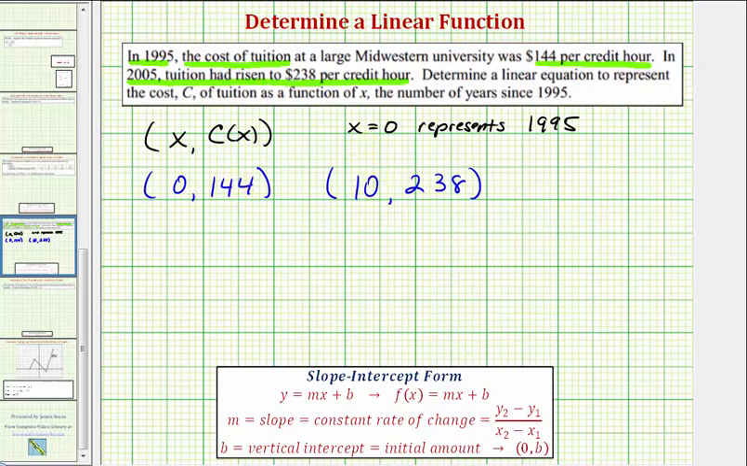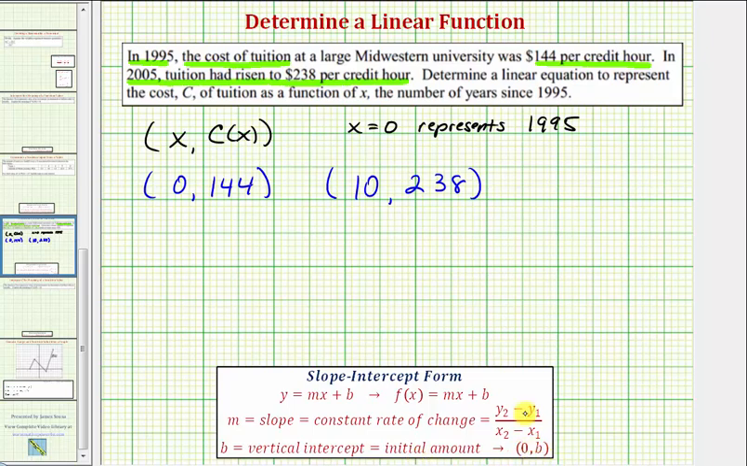Where our linear function in slope-intercept form would be in the form f of x equals mx plus b, where m is equal to the slope, which would be the constant rate of change, which is equal to the change in the outputs divided by the change in the inputs, and b is equal to the vertical intercept, which would also be the initial value or starting value, which we can always find using the ordered pair (0, b).